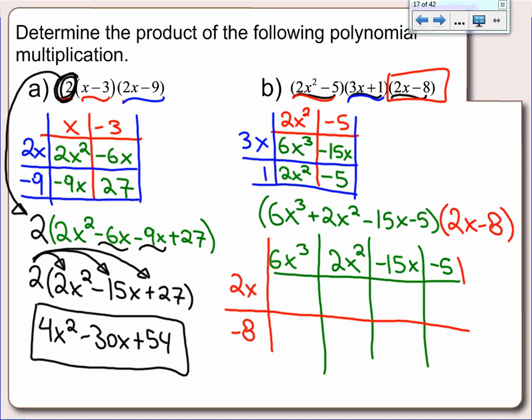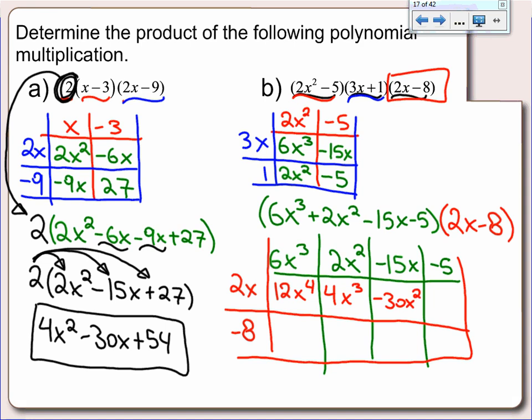Alright, we have to fill out this area diagram. So to do that, we multiply 2x times 6x cubed. That gives us 12x to the 4. 2x times 2x squared is 4x cubed. 2x times negative 15x is negative 30x squared. 2x times negative 5 is negative 10x.